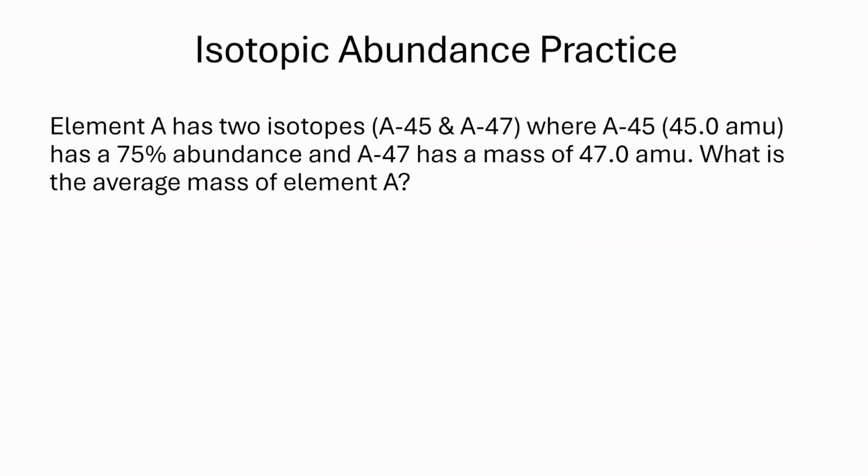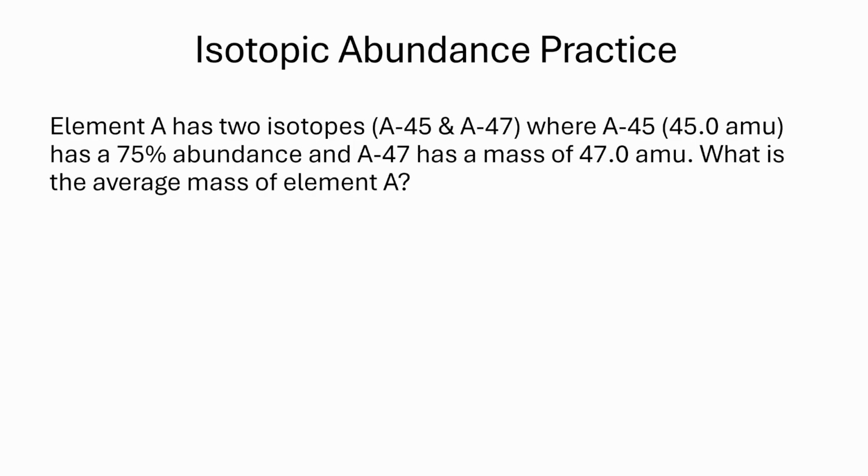Let's practice again with isotopic abundance one more time to actually see how a problem may occur. Element A has two isotopes, A45 and A47, where A45 with an atomic mass of 45.0 AMU has a 75% abundance, and A47 has a mass of 47 AMU. What is the average mass of element A?